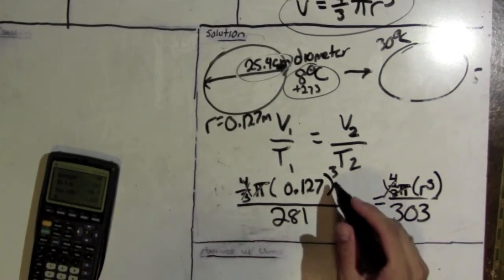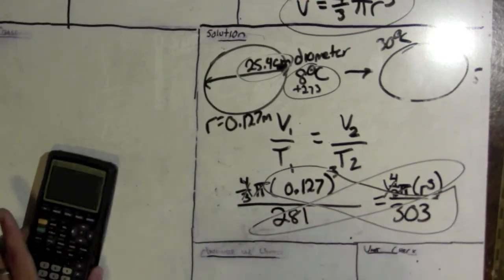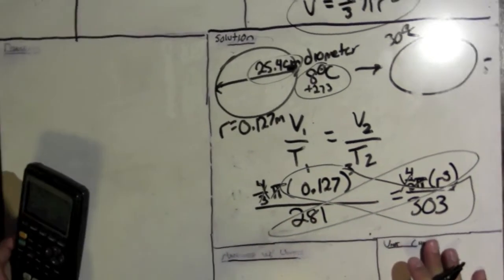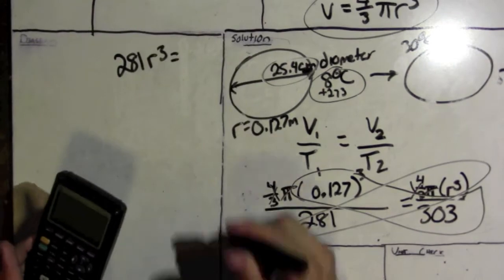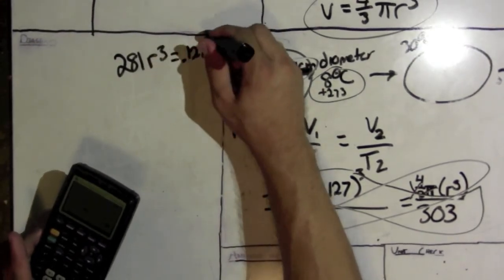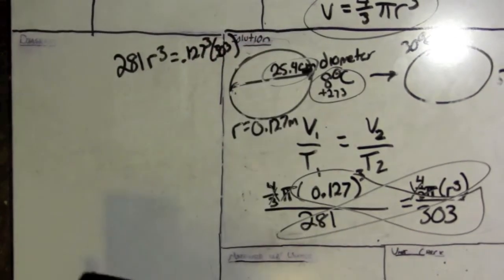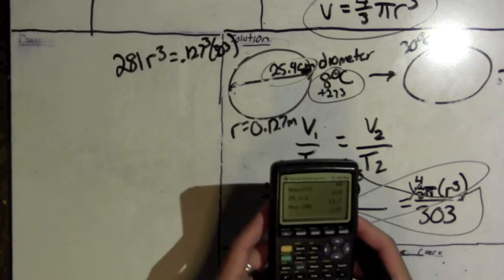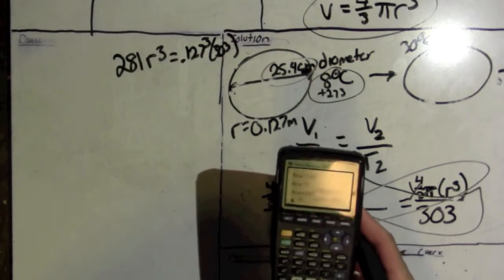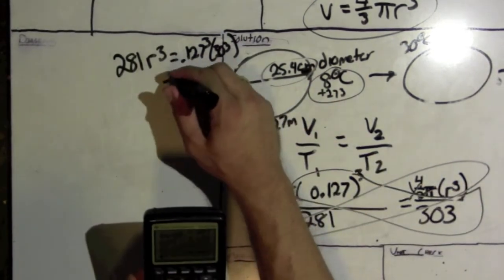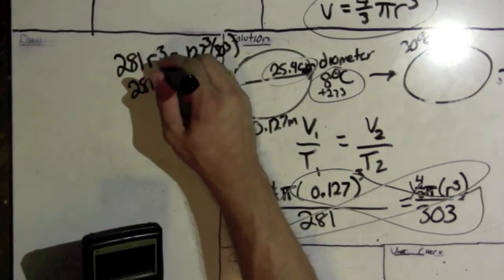So now what I would do is I would go ahead and cross multiply. And when you cross multiply, you'll get, I'm going to move over here, get a little more room, 281 r cubed equals 0.127 cubed times 303. So now you go to your calculator. 0.127 cubed times 303 is 0.621. And then you still have 281 r cubed over here.